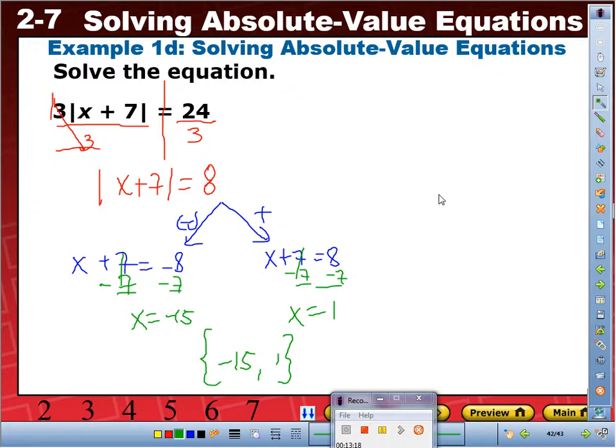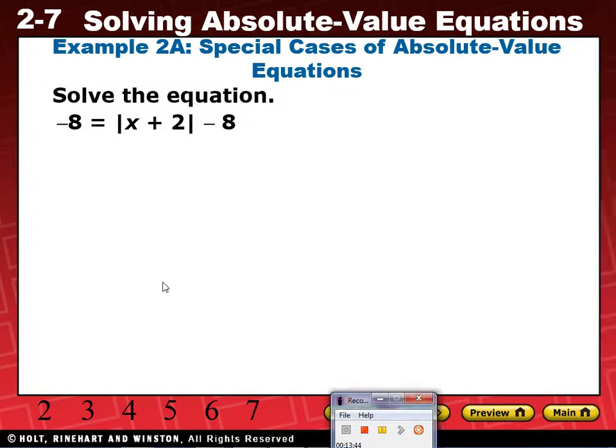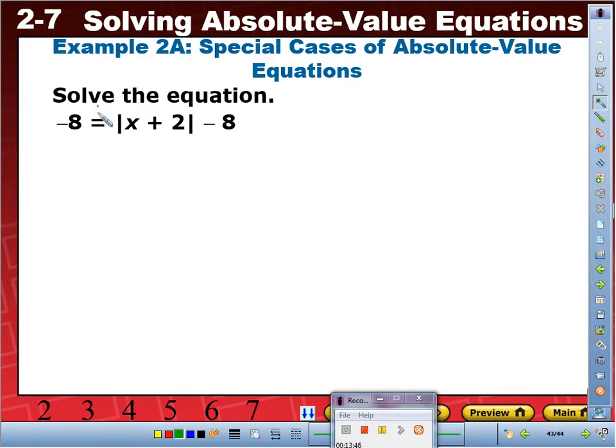Example 2A. Copy this next one down. Copy that one, please. Example 2A. It's negative 8 equals absolute value x plus 2 minus 8. Okay, let's do this one together. Here we go. Line down my equal sign.